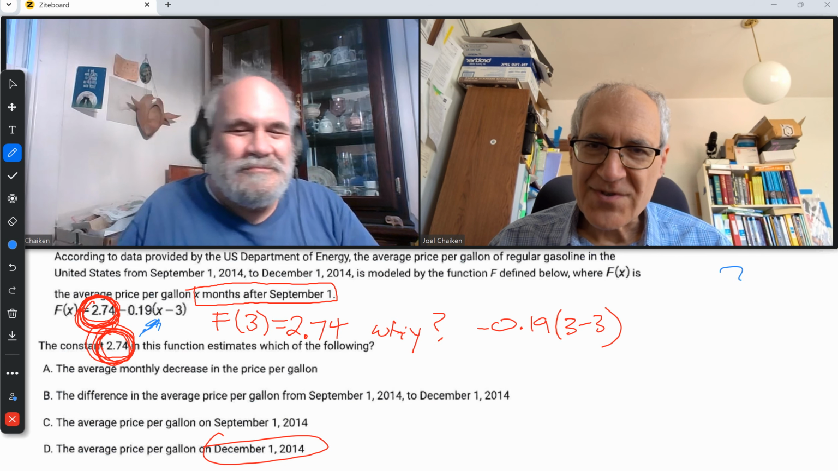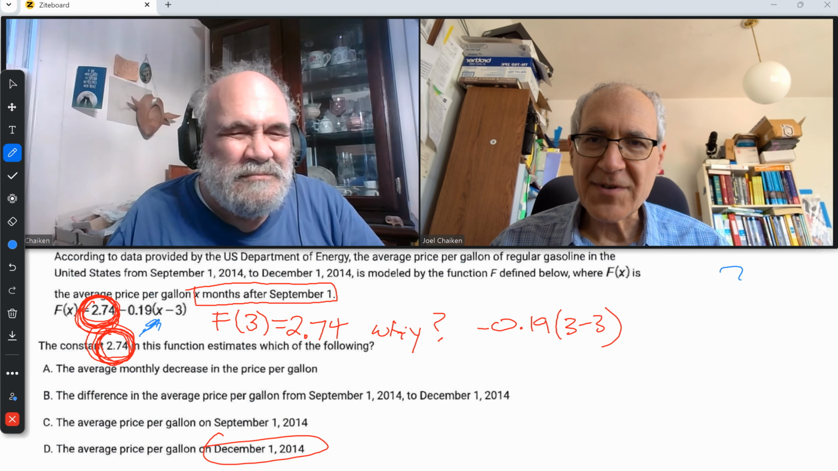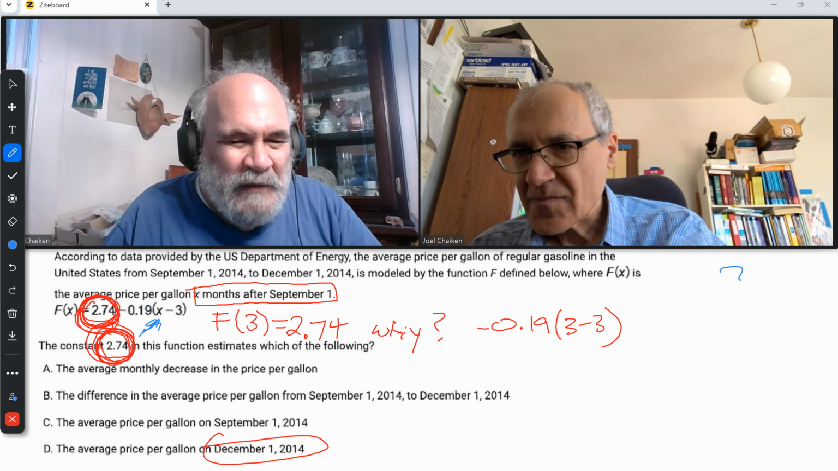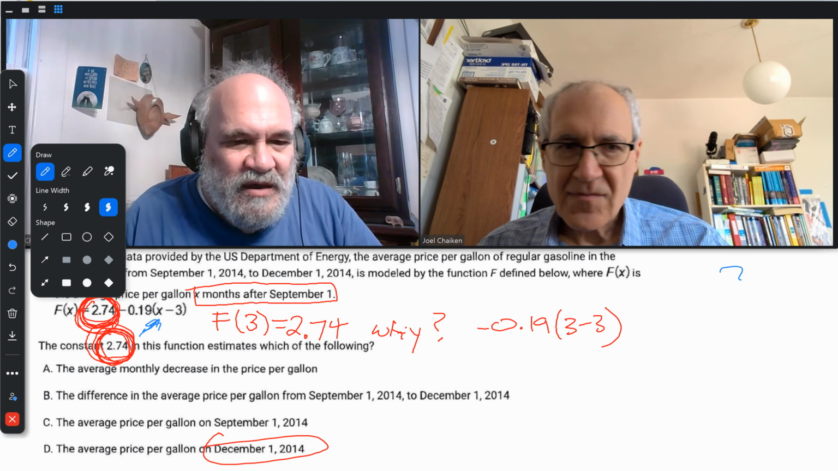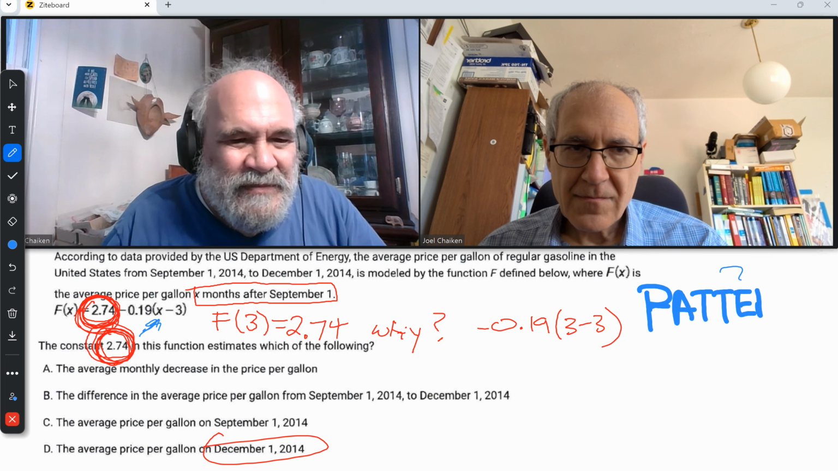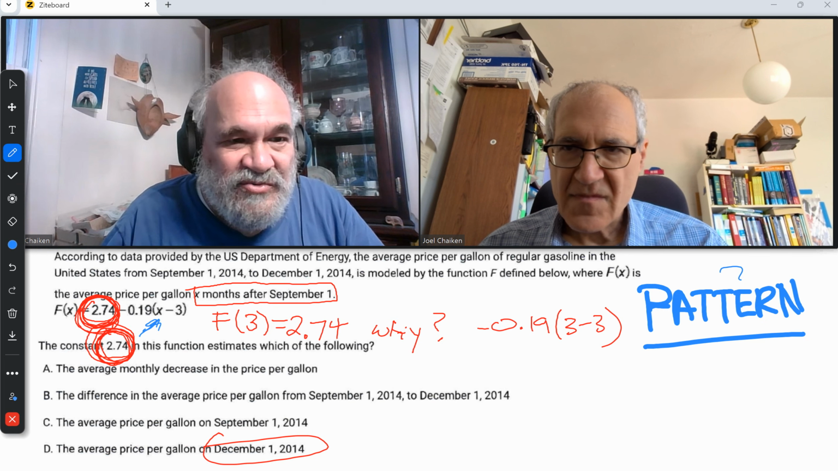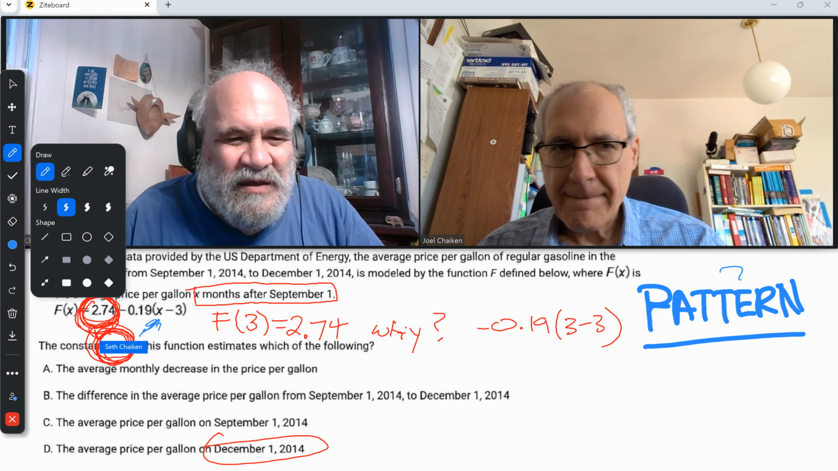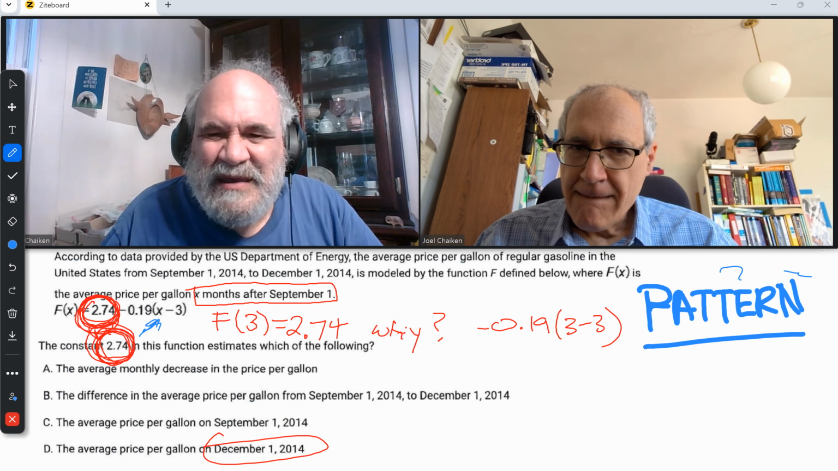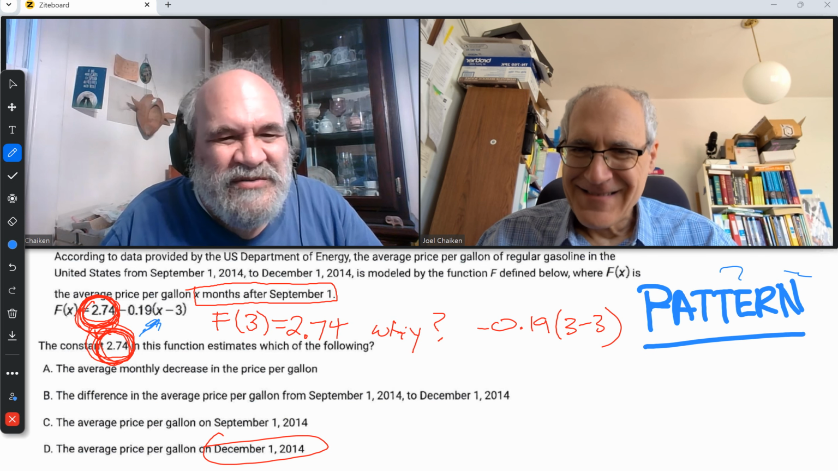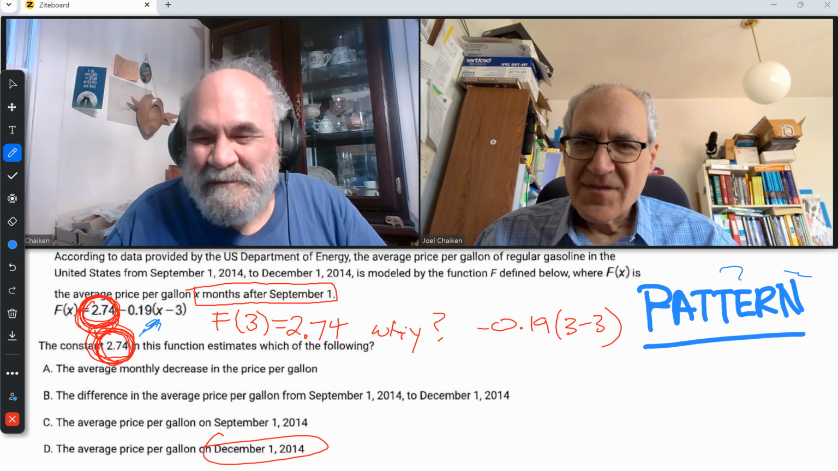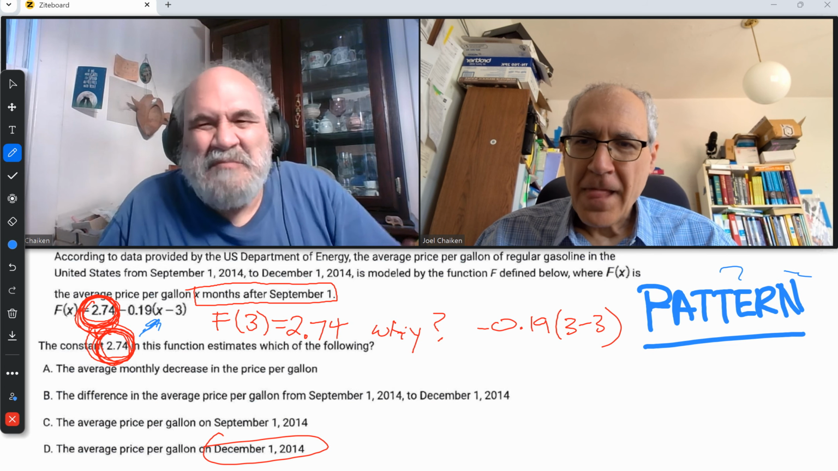What do you think, Seth? Do you agree that if you see the pattern, you're home free, and if you don't, it becomes a really difficult problem? Well, the two elements of the pattern: they're asking for what this constant estimates, and the constant is right there. It's not really the constant term in the expansion of the linear expression, because minus 0.19 times minus 3 is a constant. You're right, but it is a number.